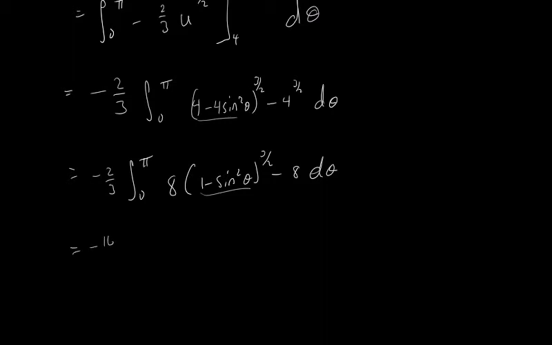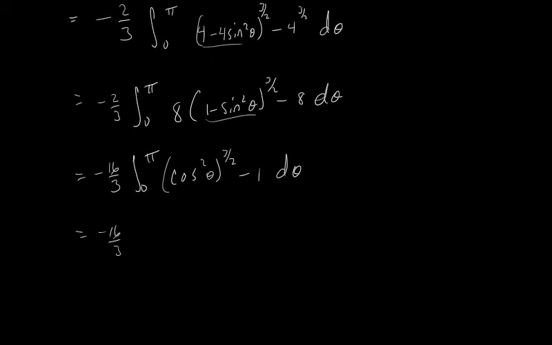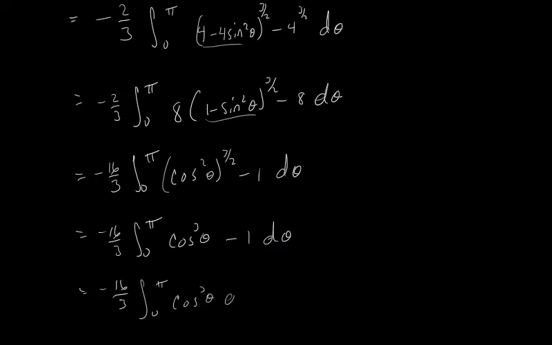And this is negative 16/3 integral from 0 to pi of cosine squared to the 3/2 minus 1 d theta. Now cosine squared to the 3/2 is just cosine cubed theta minus 1 d theta. So that's negative 16/3 integral from 0 to pi cosine cubed theta d theta minus negative 16/3 integral from 0 to pi of 1 d theta.